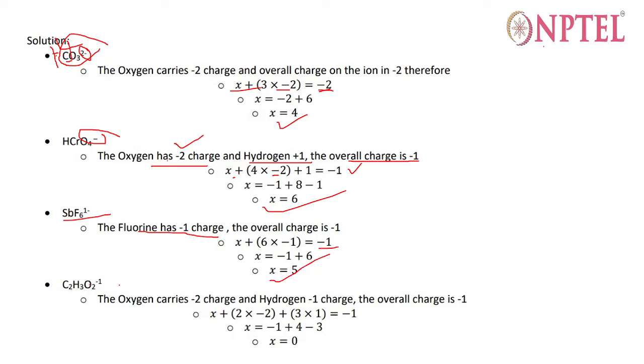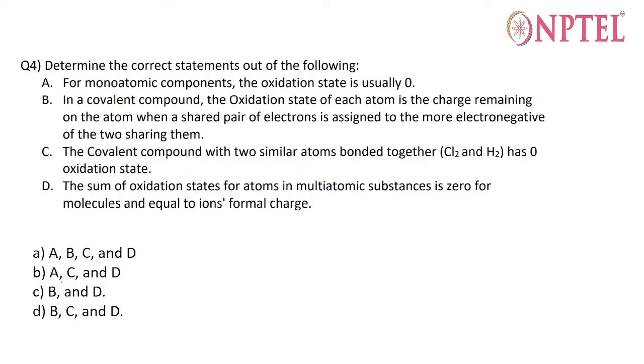And then for the last one, C2H3O2 -1. Oxygen carries -2 charge, right? So 2 multiplied by -2, then hydrogen +1, 3 multiplied by 1, total equals -1. So X equals 0, right? So here carbon has no charge, or the oxidation state is 0. Let's go for this.